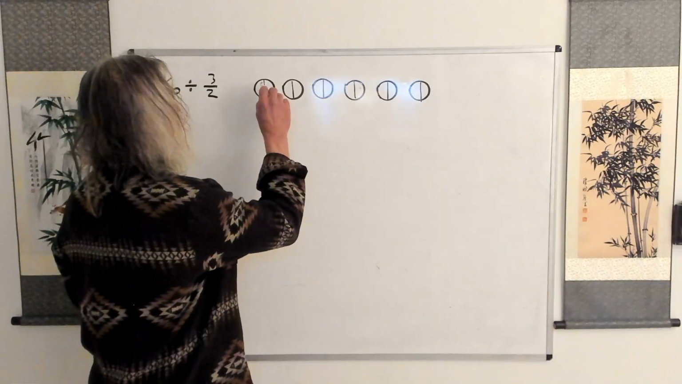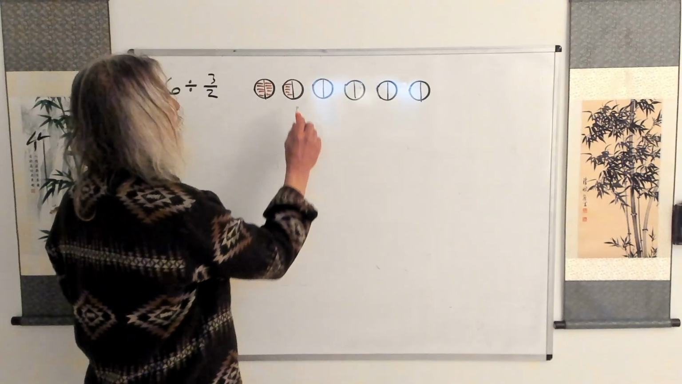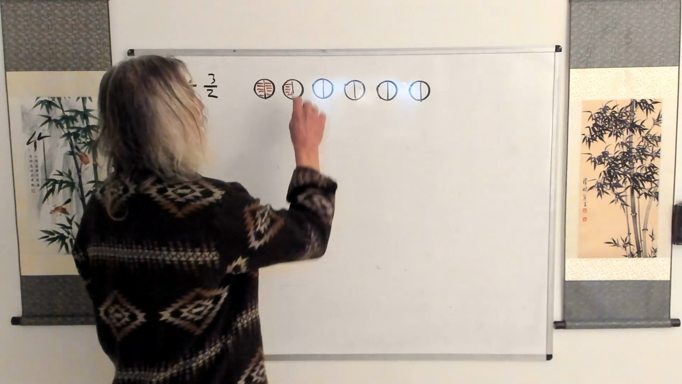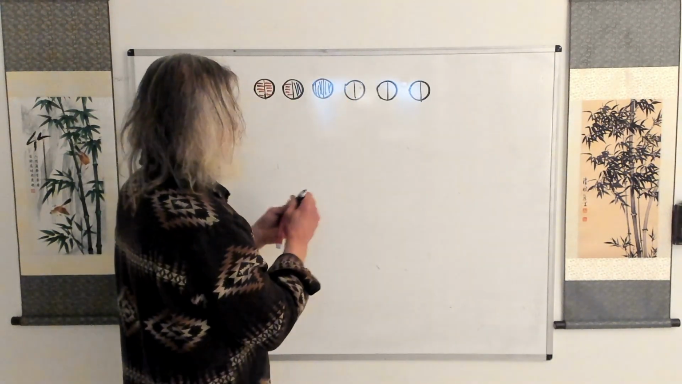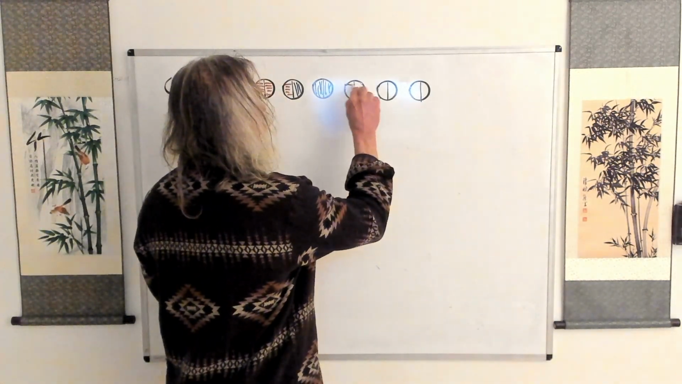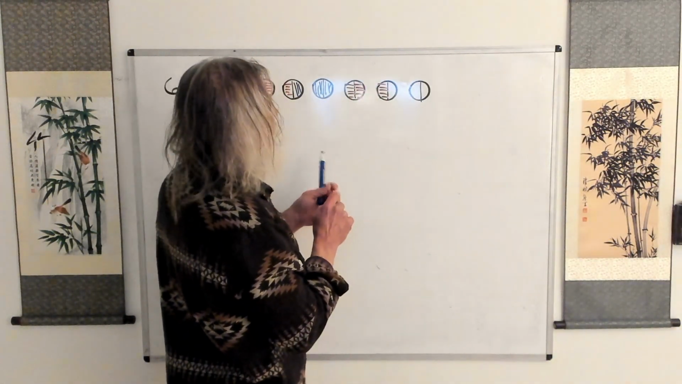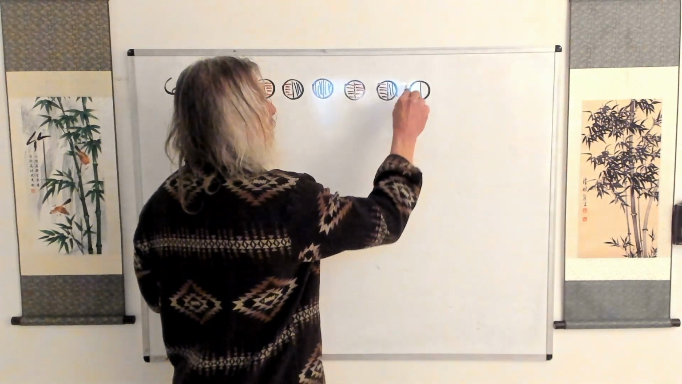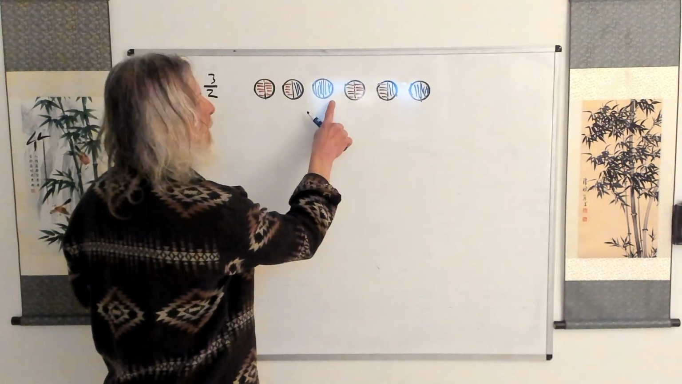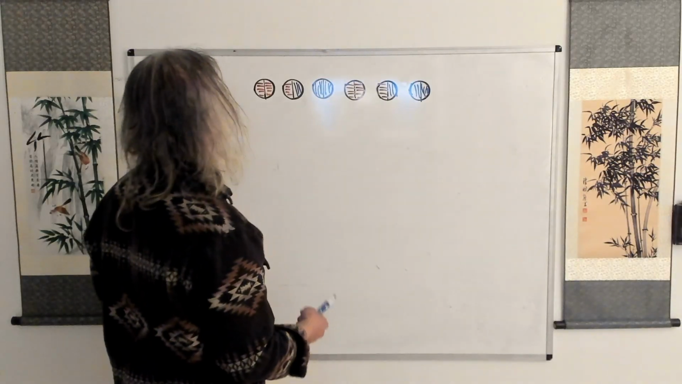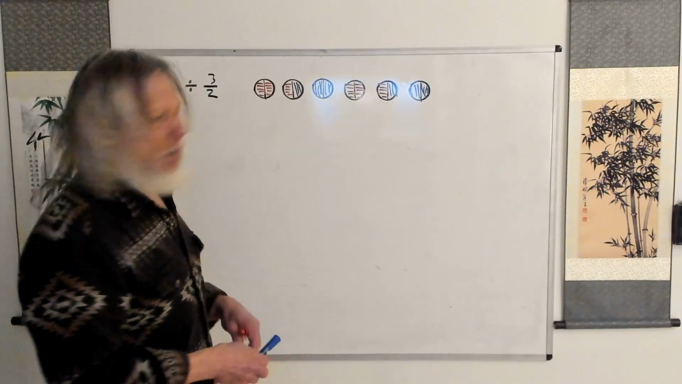So here we got 1, 2, 3. So 3 in the red. 1, 2, 3, 3 blue. 3 more red. 3 blue. So 1, 2, 3, 1, 2, 3, 1, 2, 3, 1, 2, 3, right? We got 3 of the halves shaded like that.